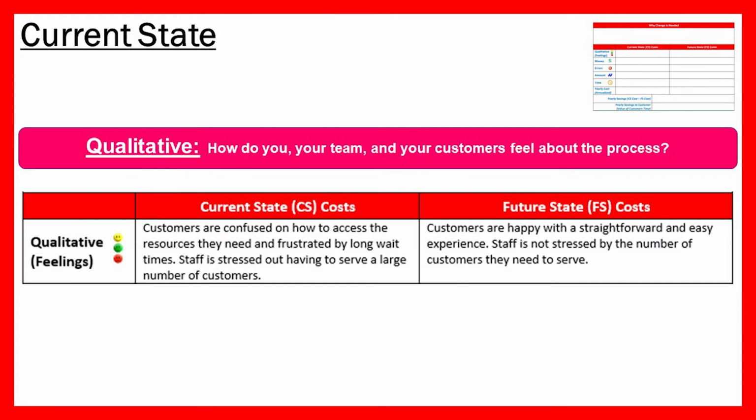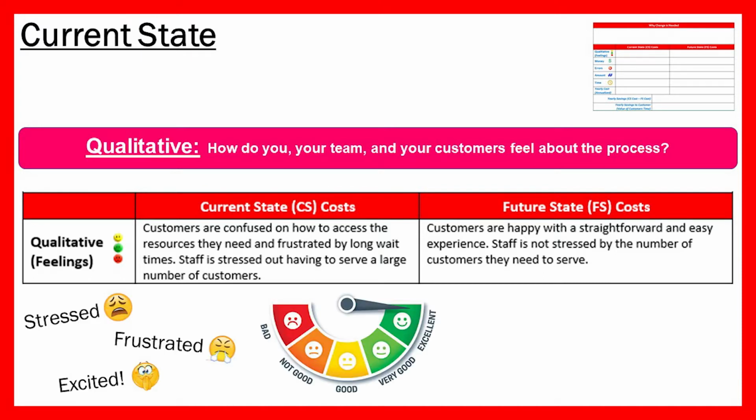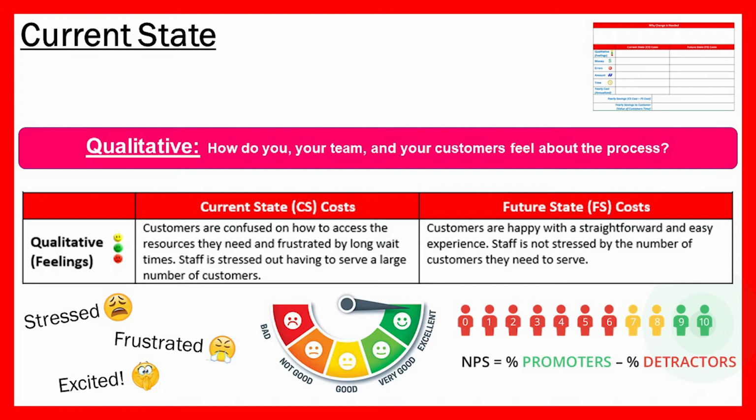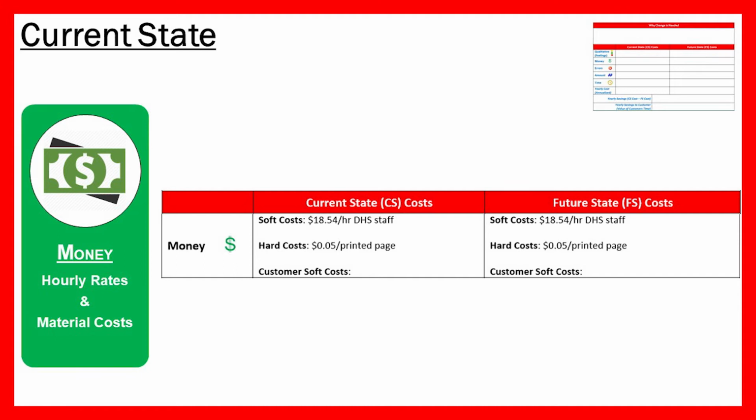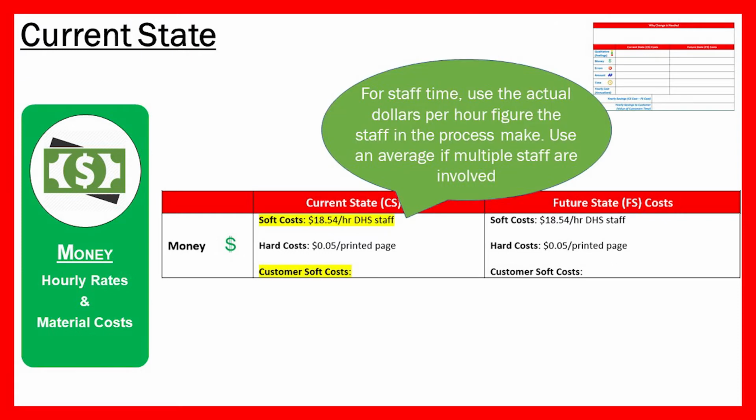Qualitative relates to the feelings staff and customers have about the process. This can be anecdotal based on what you hear, or measurable by utilizing customer service or net promoter scores. The money section will contain both soft and hard dollar costs, though not every process will have both cost types associated with it. Soft cost savings relate to the staff and customers' time spent in the process.